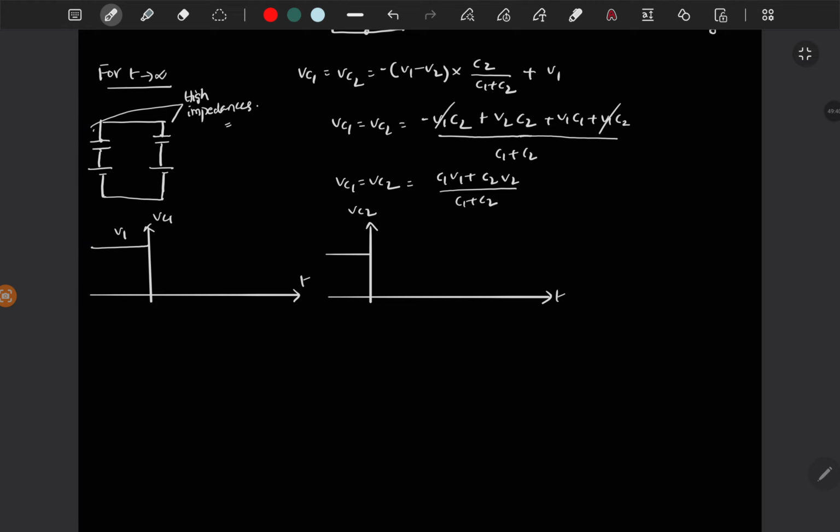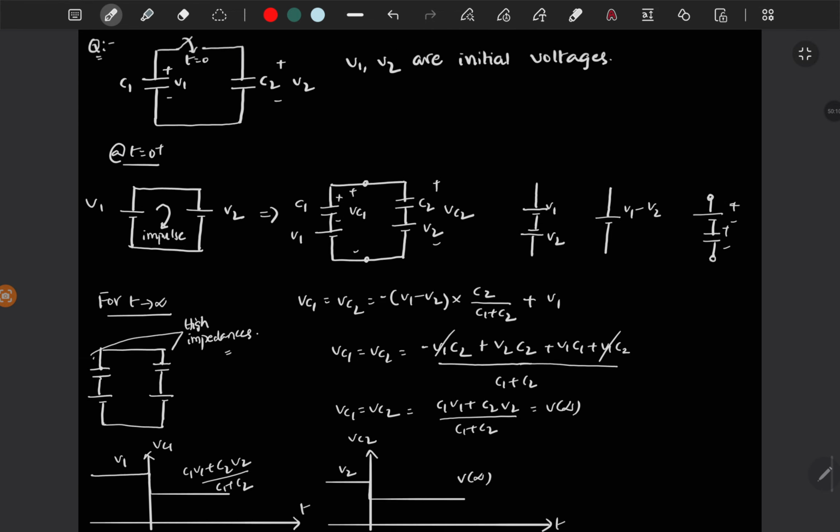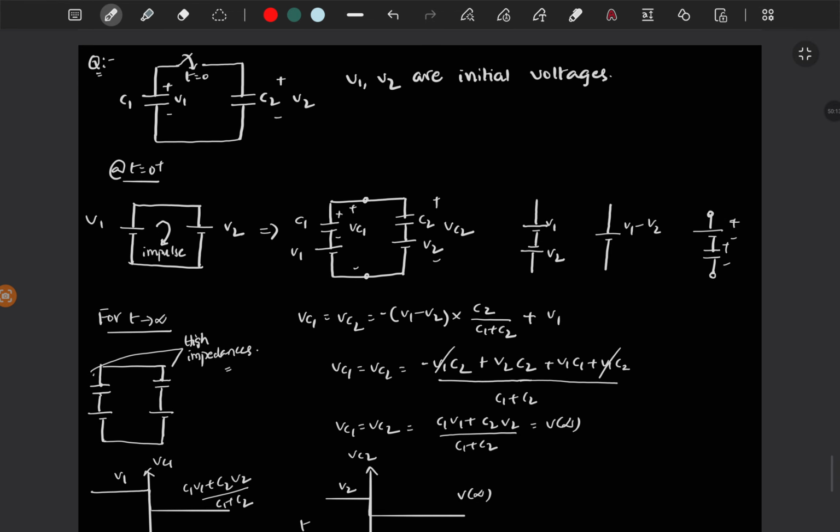Now finally both the capacitors will go to the same voltage, which is C1 V1 plus C2 V2 by C1 plus C2. This is the final voltage. This is also V infinity. So both the capacitors will go to the same voltage. So that is how the charge sharing will happen in this circuit.